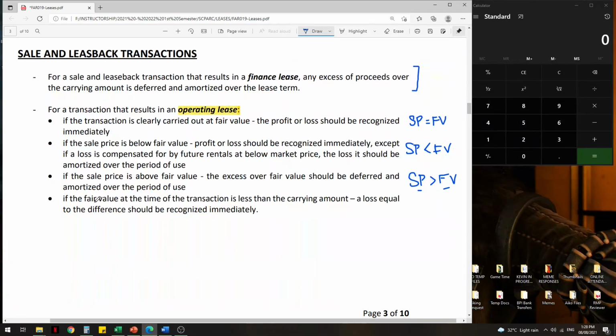So, kung i-compare mo, mas mababa ang fair value sa carrying amount, immediate recognition po ang gagawin natin sa loss na to. All of this can be confusing, pero I hope we can apply some in the upcoming problems, right? I hope we can resolve this by looking into our problems in our handouts. So, let's proceed.